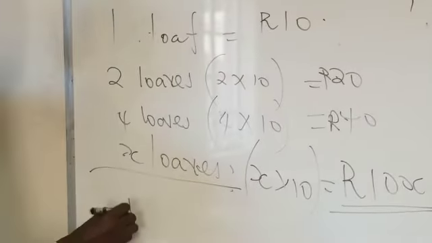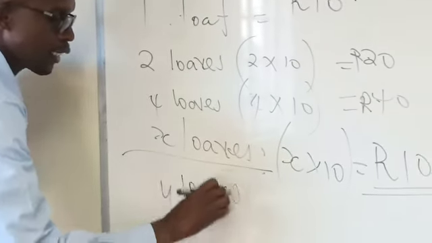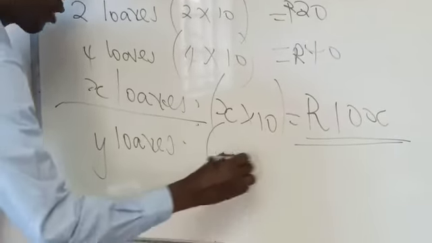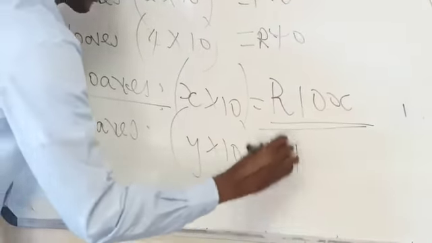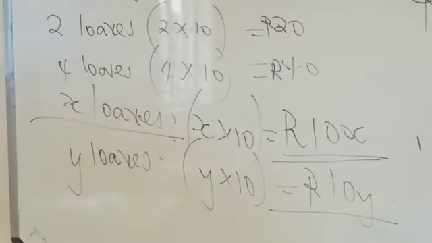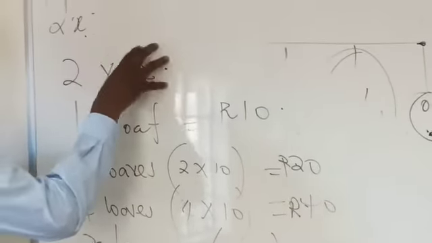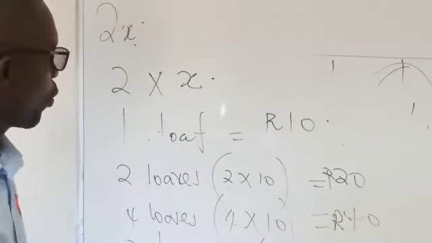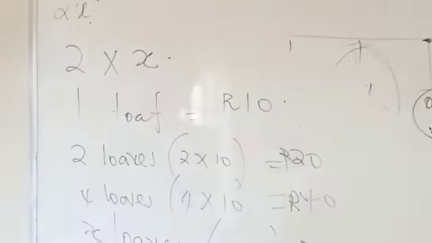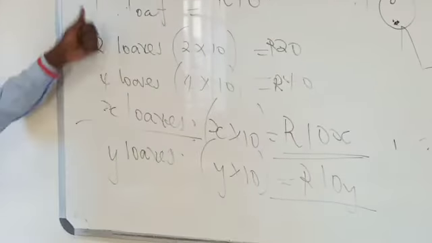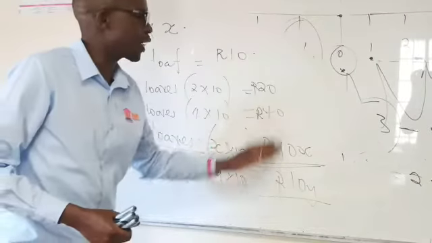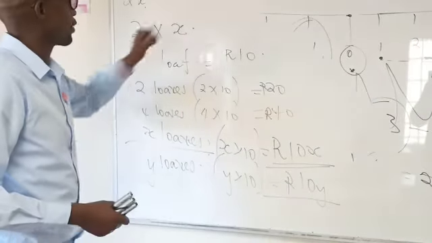If the question says y loaves, what do I get now? Y loaves. I will say it is a y multiplied by a 10. Then it is 10y rands. We are not supposed to be shocked by including an x, by including letters in our day-to-day calculations of mathematics. Why are we saying so? They are just numbers. We are using letters in order to come up with our numerical value of quantities. That is the idea of algebra.